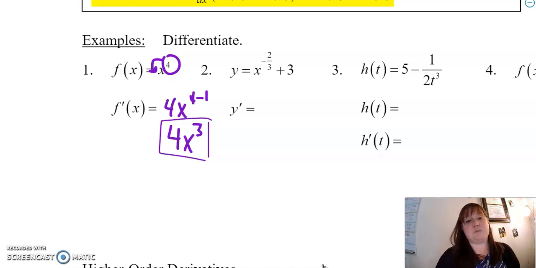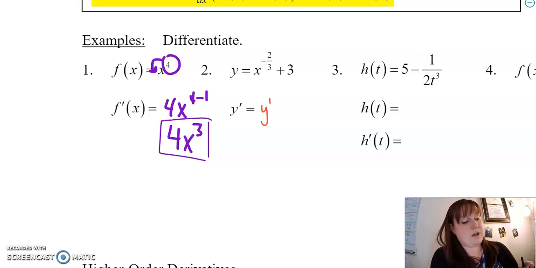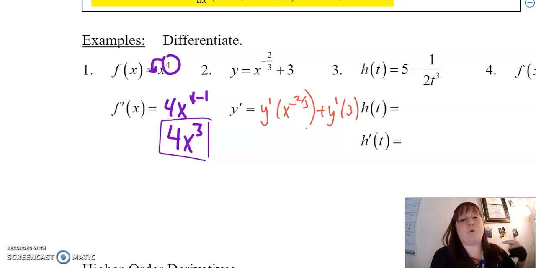Next, let's look at this one. So you think, oh, I don't know how to do that. Well, this is two different functions added together. It's this function and this function. So we can just go ahead and separate this. So y prime equals y prime of x to the negative 2/3 plus y prime of 3. So we can take the derivative of both of those.